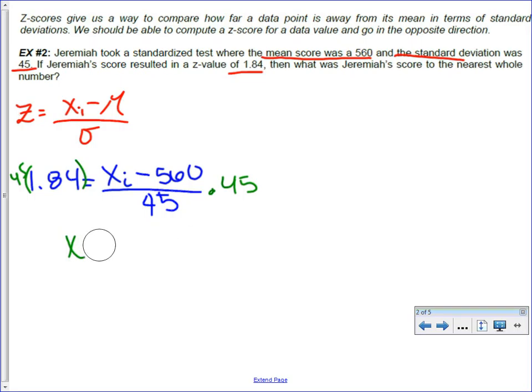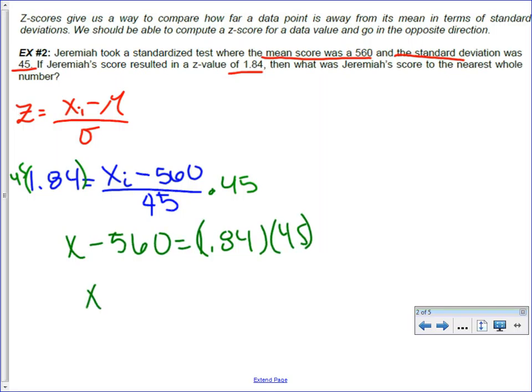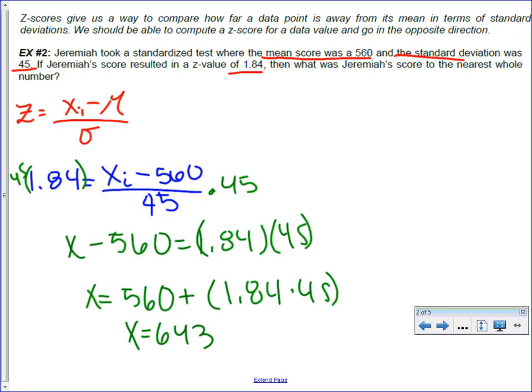Now I'm left with x minus 560 equals 1.84 times 45. And then if I add 560 to both sides, now I have 560 plus whatever 1.84 times 45 is, and that gives us 643 to the nearest whole number. That's why it's 643. Okay.